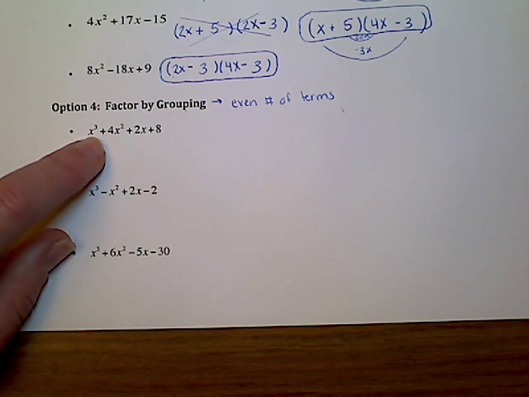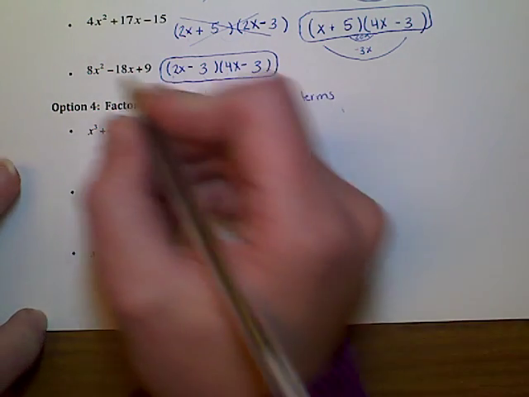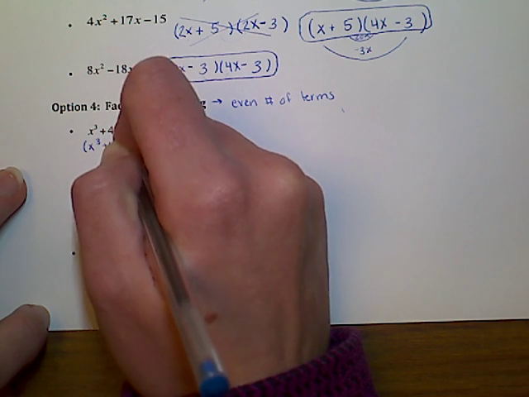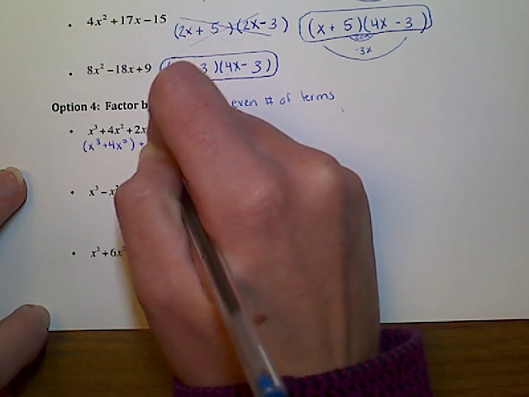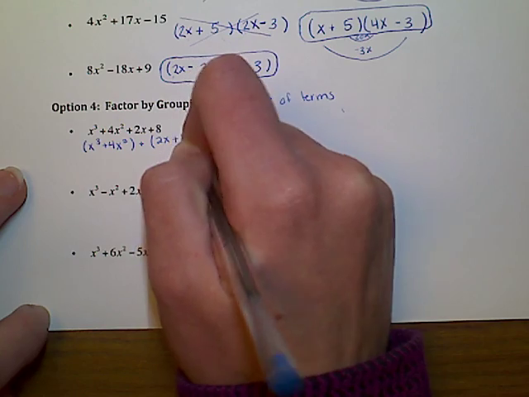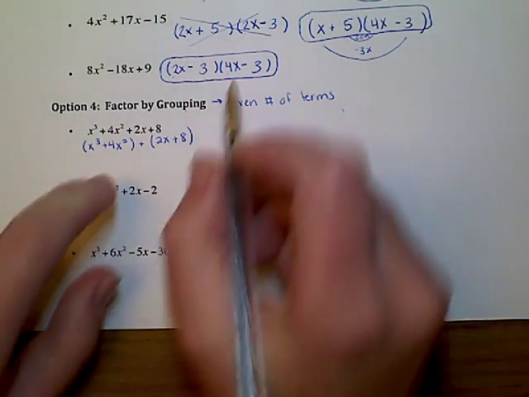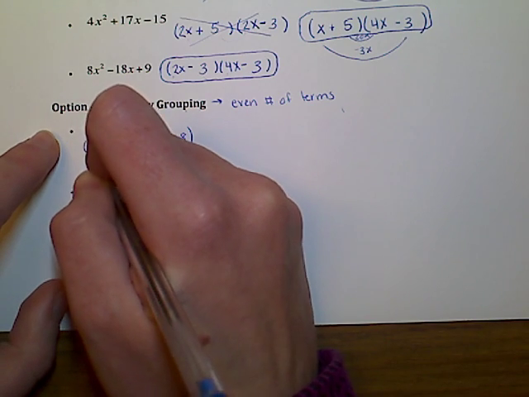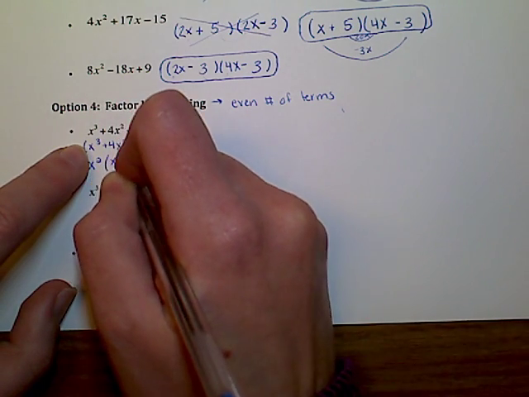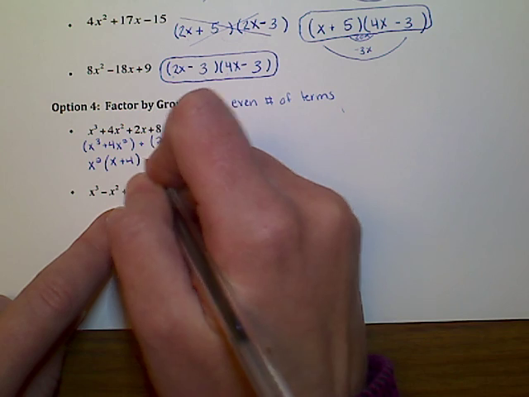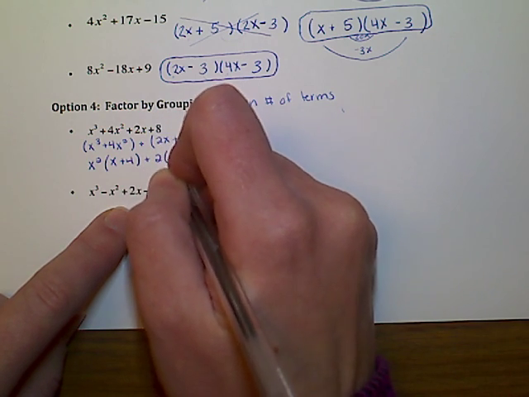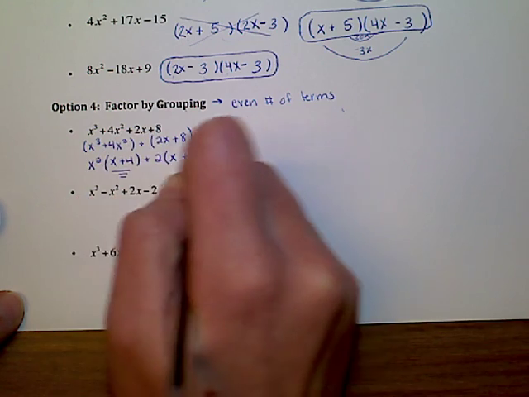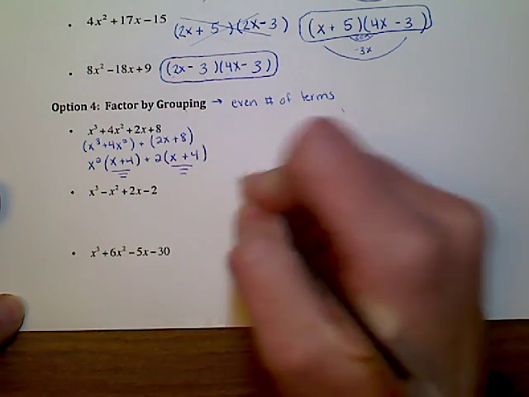So with factoring by grouping, what's going to happen is we're going to put parentheses around the first two terms and parentheses around the second. And we're going to take a GCF out of each individual group. So of this first group, we can take an x squared out and we'd be left with x plus 4. In the second group, I can take a 2 out and I'm left with x plus 4. So this x plus 4 now becomes your GCF.